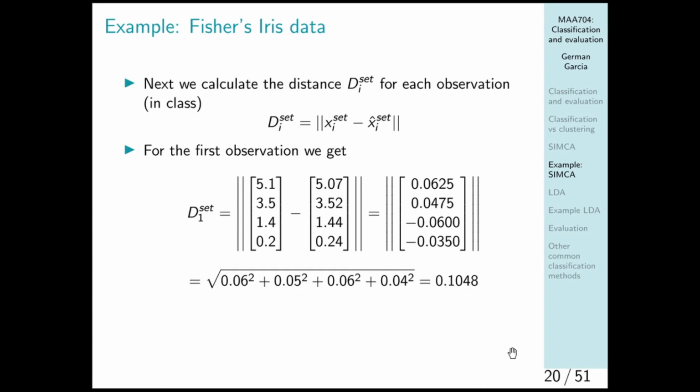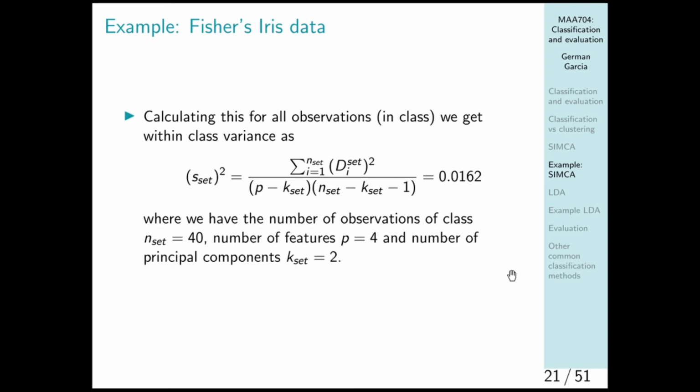Now, using that, we calculate the distance for each observation. Ideally, we begin with the first observation. And what we have is the norm 2, the Euclidean norm, of this vector difference. And what we have is this distance vector, in which the distance is the norm 2, so we calculate it, and we get 0.1048.